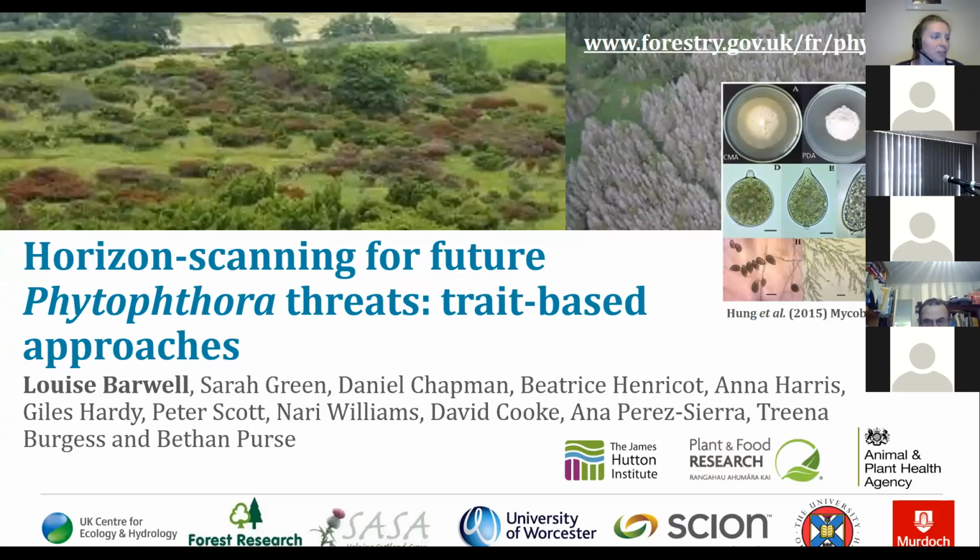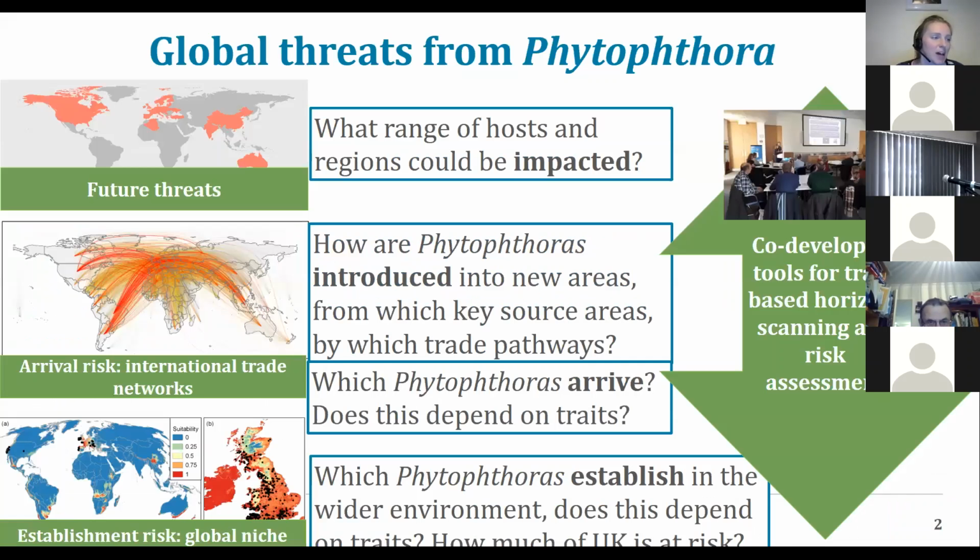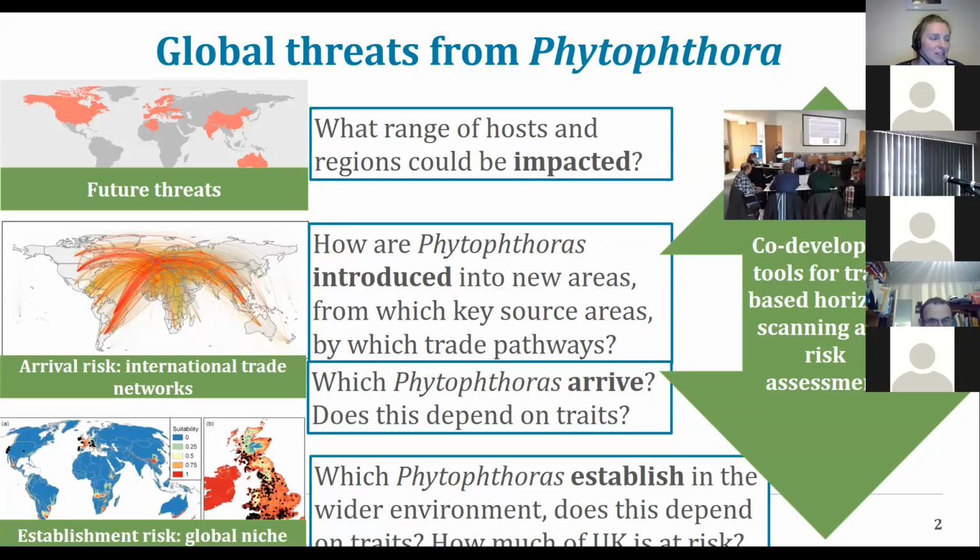So our brief in the Phytothreats project was to develop some models to help us predict future invasion threats from Phytophthora. These models were designed to support horizon scanning and risk assessment. Our approach was to use a global cross-species method to compare between pathogens that are more or less invasive within the Phytophthora genus, and to see whether biological traits can improve our understanding of these threats. So we started by asking whether individual traits were linked to a broader range of regions or hosts being impacted globally.